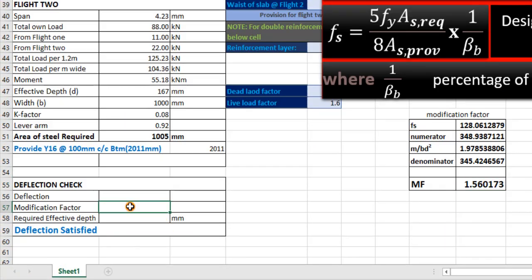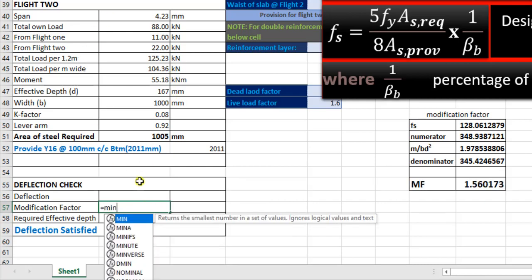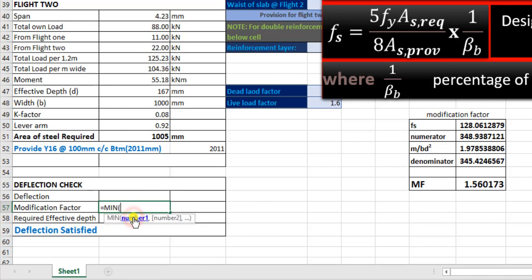So where do we put our modification factor? Modification factor is equals to this. Now, how do we know if it is more than 2.0? If we are giving out this booklet, nobody will have to check. So for us to do that, we are going to use equals to minimum. The minimum between what? Min is a function. Minimum between what? This, comma 2. Close the bracket and enter.